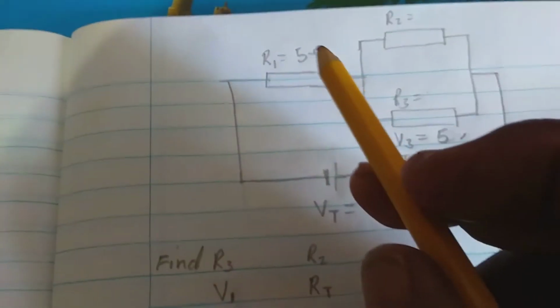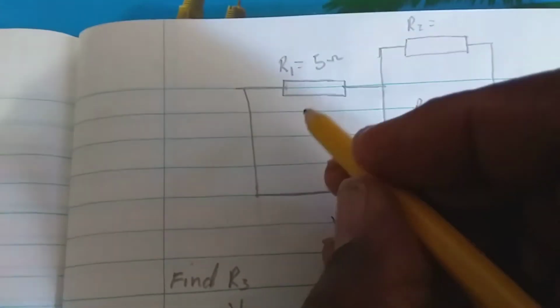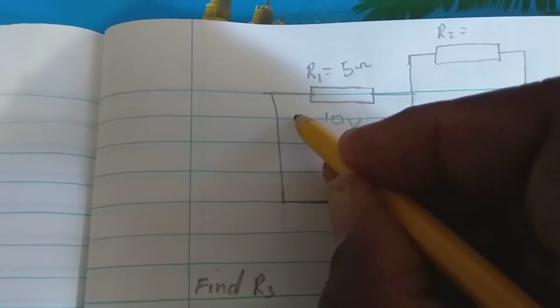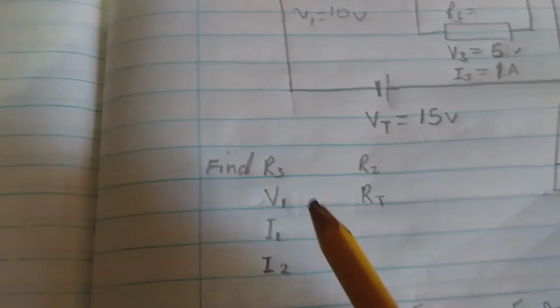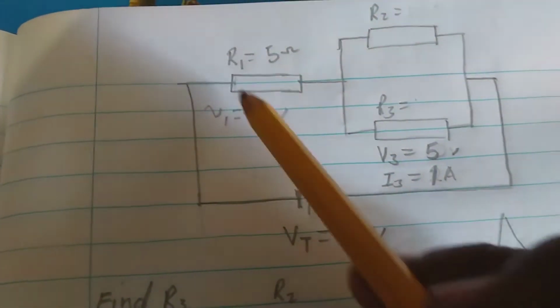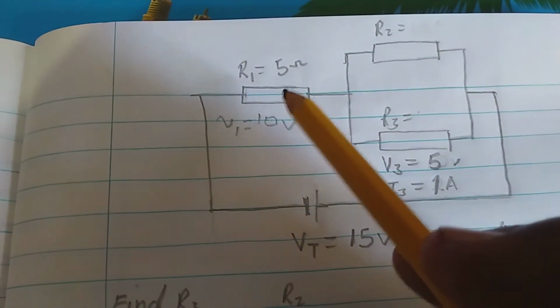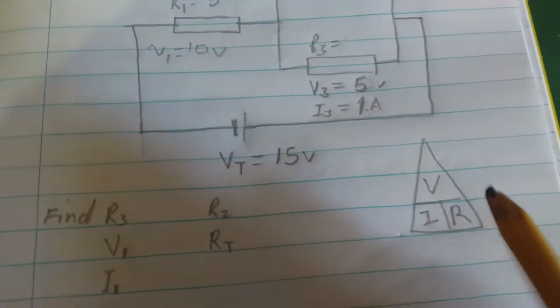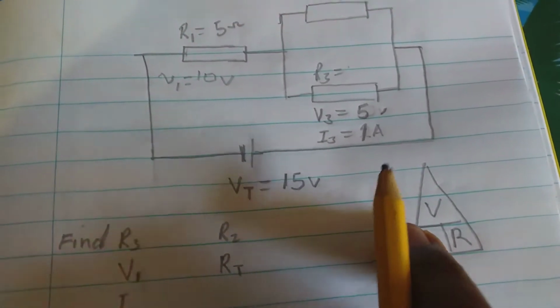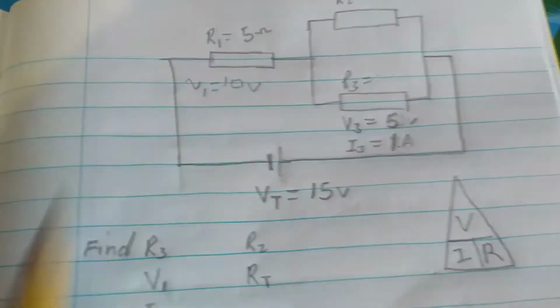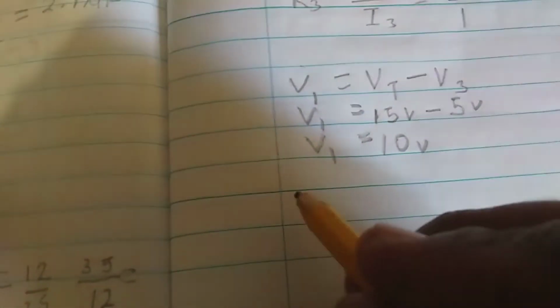So now we have the voltage across here to be 10 volts, and this is V1. Now, what is I1? I1 is here, right across this resistor. Based on the formula, if we cover I, it is equal to V over R, and we have V and we have R. So we're going to write that down.